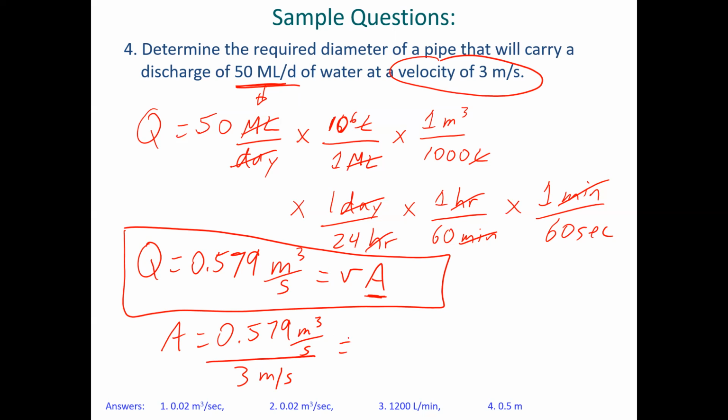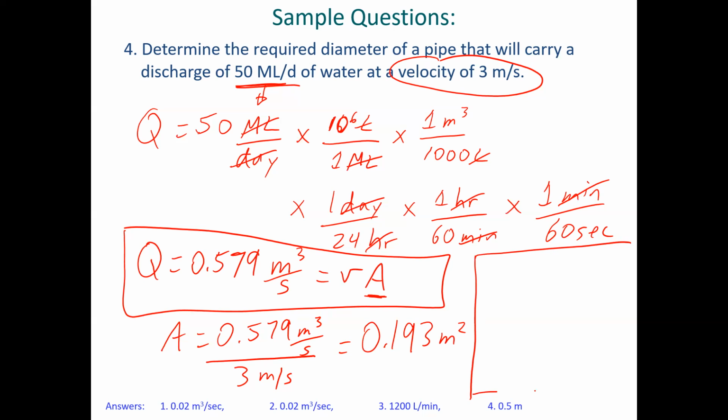Notice in this case that 2 of my meters are going to cancel out and my seconds are going to cancel out. 1 meter is canceled out, and I'm going to end up with meters squared. So the area is 0.193 squared meters. Okay, just enough space to finish off this question over here in the corner.